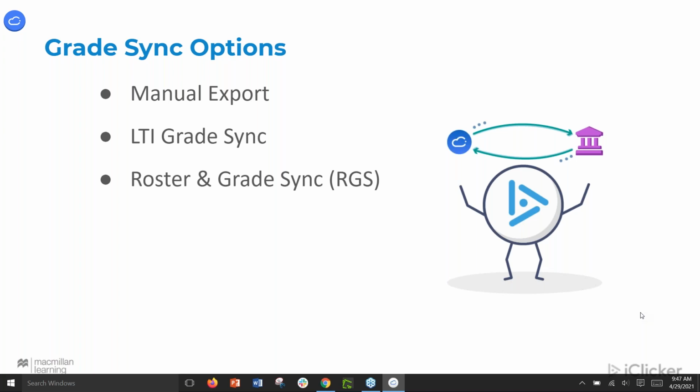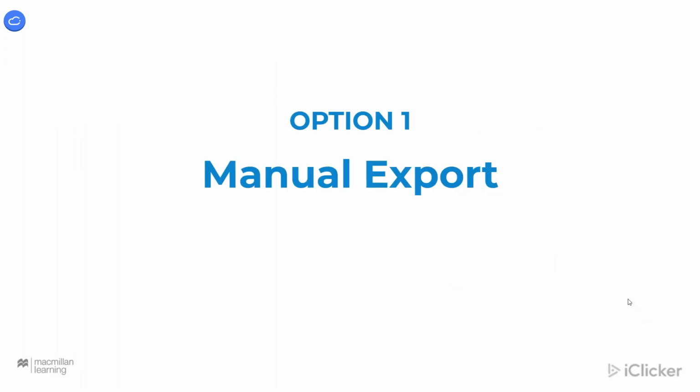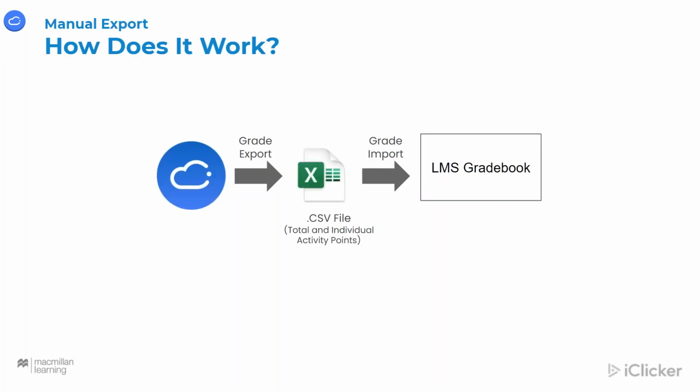I'll just touch on the first 2 options, but I will be demonstrating the RGS integration at the end of the presentation. Next slide. Okay, so let's start with the most basic option, which is the manual export. Next. So what do I mean by a manual export? This is the process where the instructor exports the iClicker grades to an external CSV file and then manually uploads that file into the LMS gradebook. It's pretty straightforward. Next slide, please.